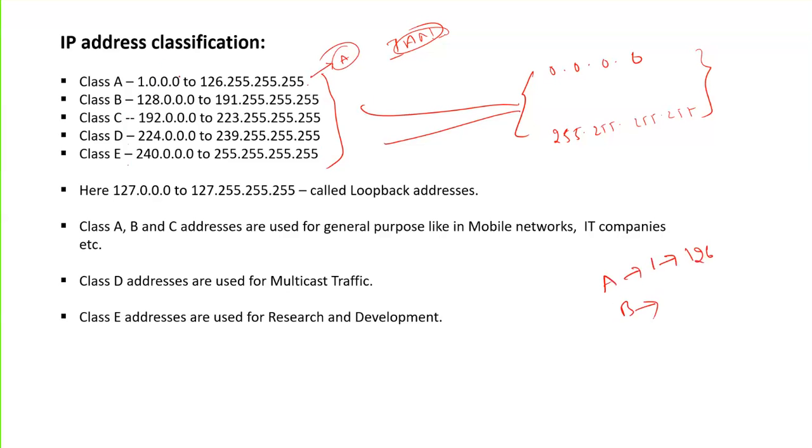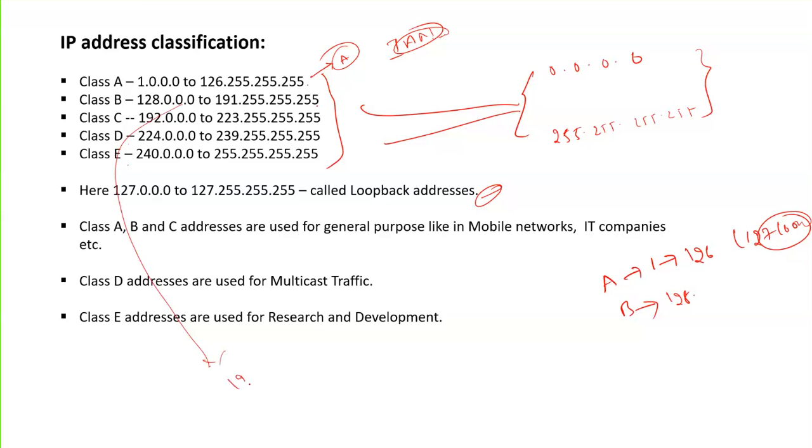Class B starts from 128. But where is 127? They use 127 for loopback IP addresses. The 127 addresses are called loopback IP addresses, and they are not used anymore. So class B starts from 128.0.0.0 to 191.255.255.255.